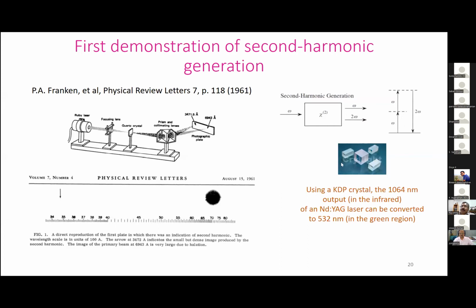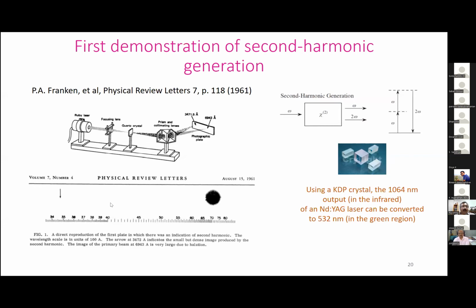And nowadays, second harmonic generation is very, very popular among laser manufacturers, because this is a very popular configuration. You have the 1064 nanometer output in the infrared from an Nd:YAG laser, which can be easily converted to 532 nanometer in the green region. So KDP crystals of this kind can be used for all that.